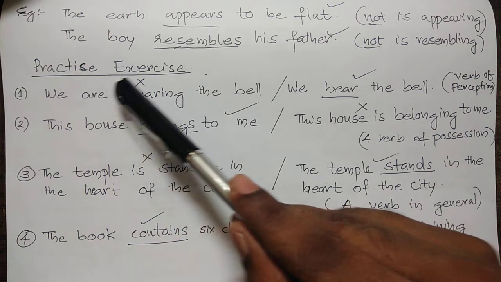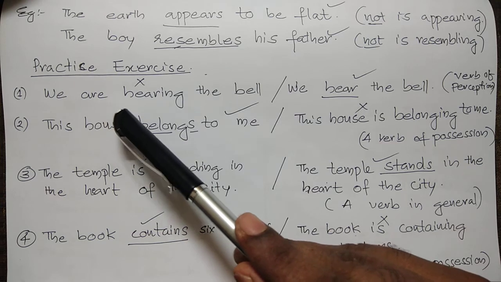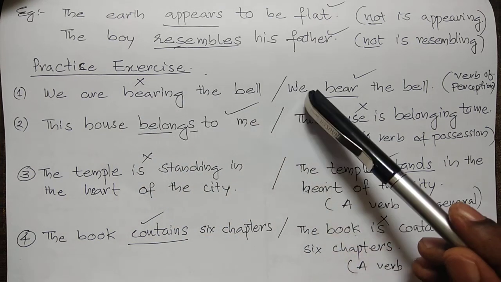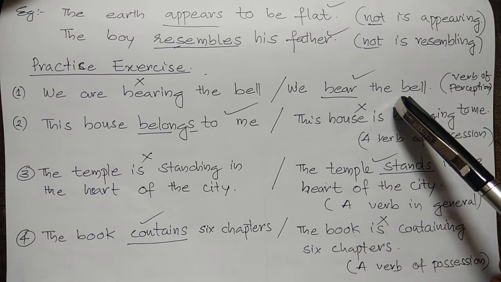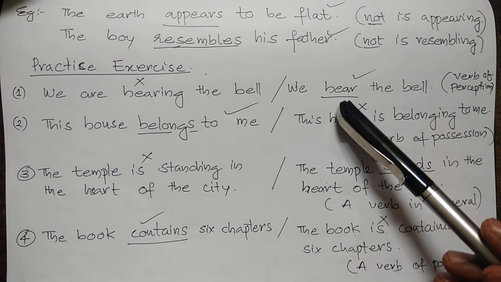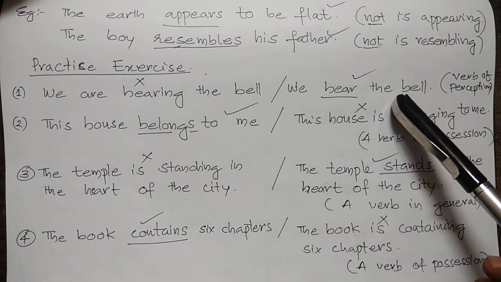See this practice exercise. See the sentences. We are hearing the bell and we hear the bell. Here the first one is wrong, second one is right, because here it is a verb of perception. So we have to say we hear the bell.